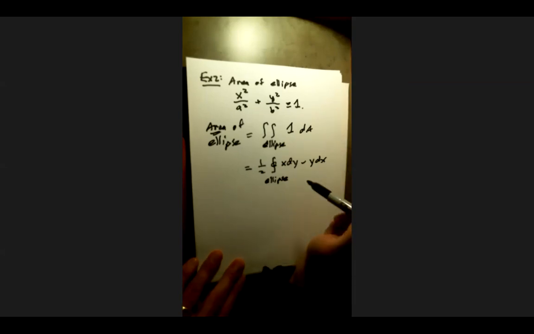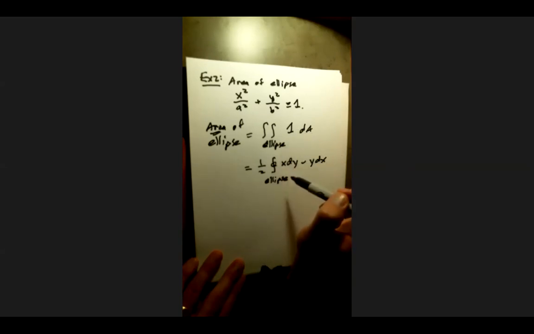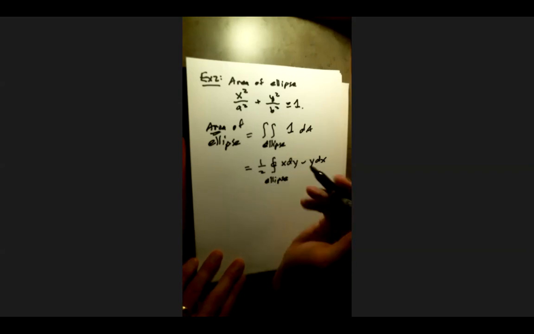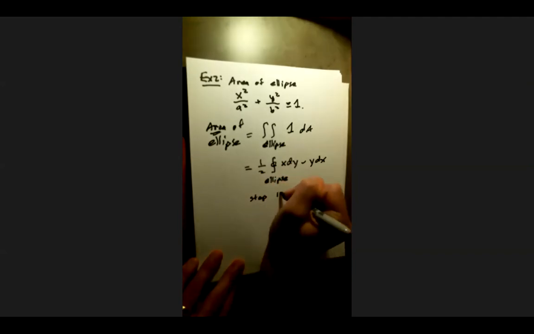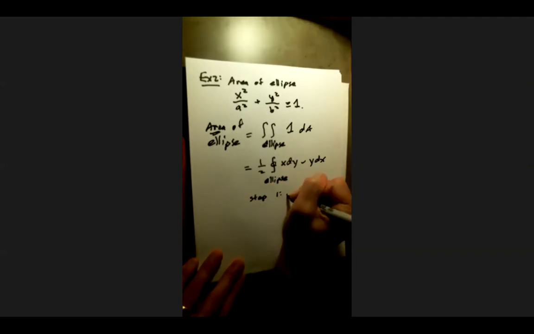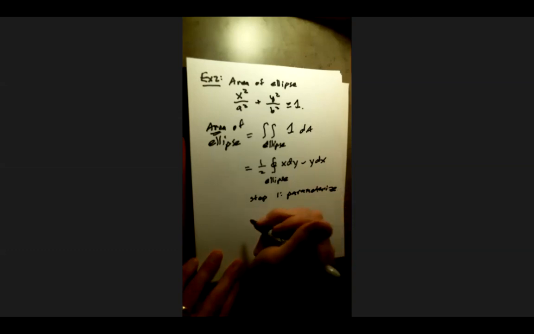So in the last example, we went from a line integral to a double integral. Here I'm going to go from a double integral to a line integral. I'm kind of going in reverse. Since I'm trying to evaluate a line integral, what's step 1? Parametrize. So we need to parametrize the ellipse.